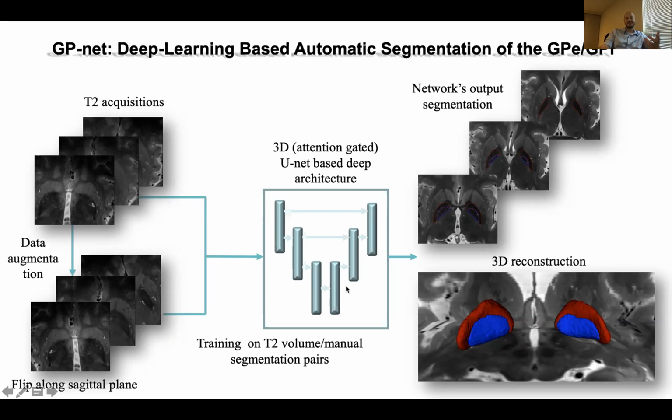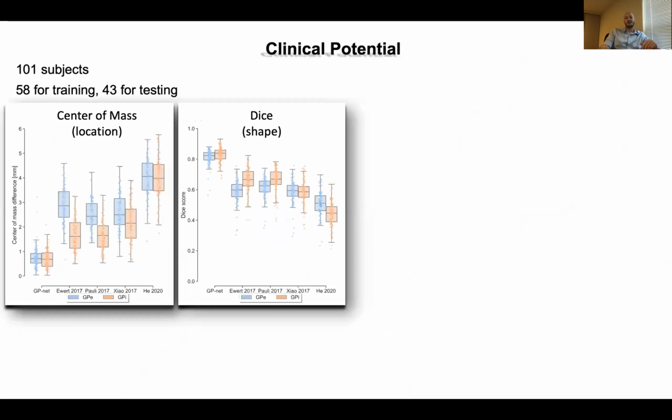Now, to test the clinical efficacy of GPNet, there are additional targets for DBS, but today I'm only focusing on the globus pallidus. From a clinical potential point of view, we looked at a cohort of 101 subjects, 43 of which were used only for testing and 58 for training, all of which were manually segmented. Quite a tedious task.